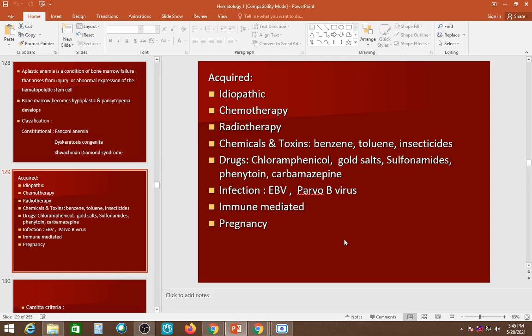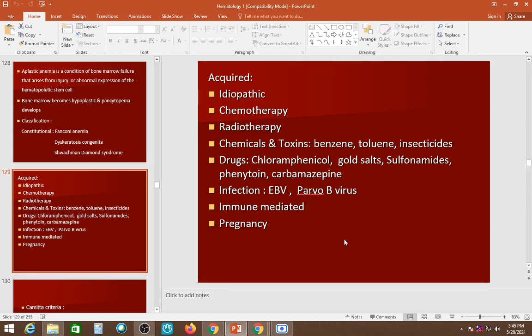Then it can be immune mediated also. And last but not least, pregnancy can also cause it, but very rarely. Okay. So these are the causes. When you talk about aplastic anemia, remember that it is a condition of bone marrow failure. It means the bone marrow fails, and this is because it arises from the injury or abnormal expression of the hematopoietic stem cell. So the bone marrow becomes hypoplastic and pancytopenia develops.